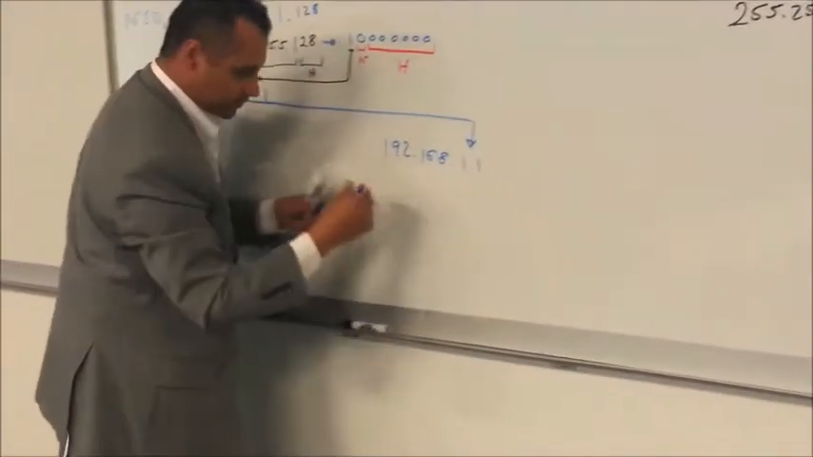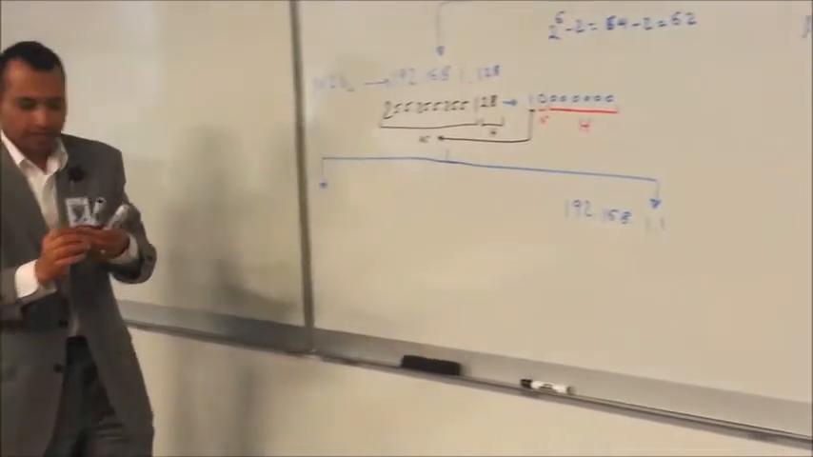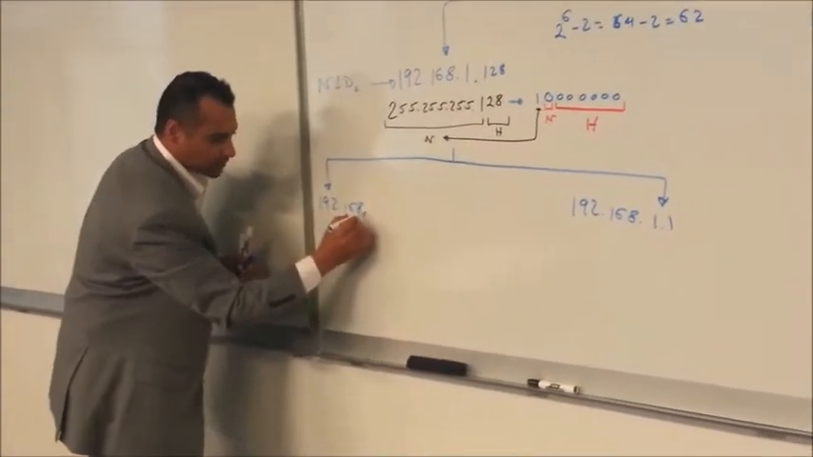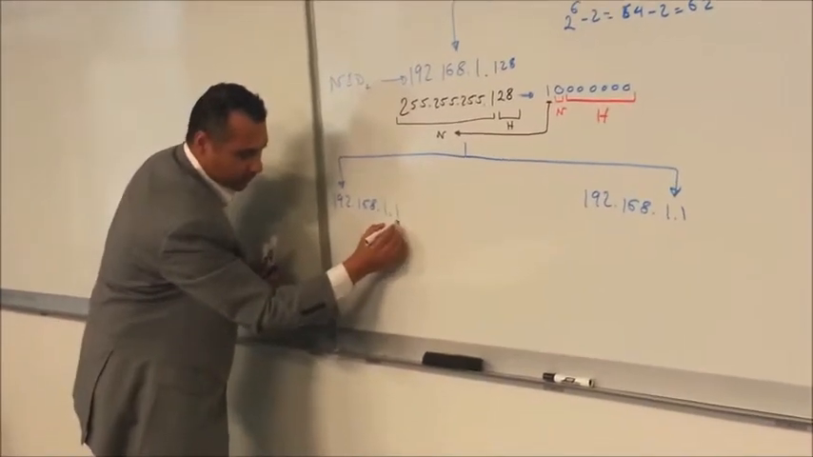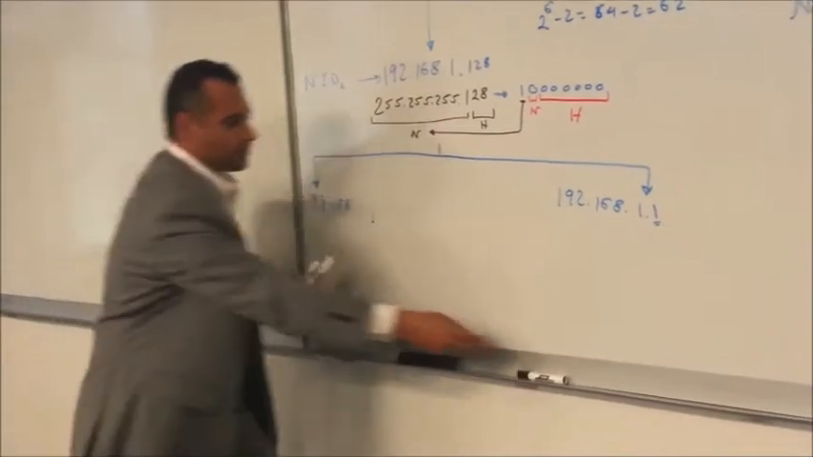I have 1 here, right? And everything could be what? Zeros. It depends. We'll see what's going to happen. The same way with the other one, 192.168.1.1. That's in binary, by the way. Okay? So now, also at the same time, I need what?